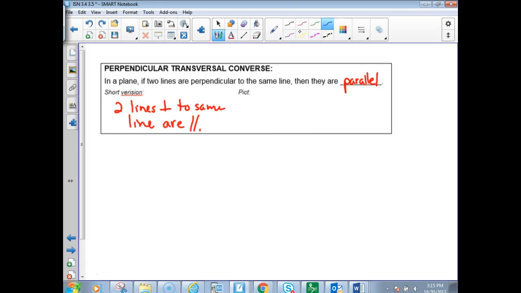I'll draw a couple of lines. Line A, line B. So if you saw a transversal cut through them, and both of those were right angles, the transversal makes right angles with lines A and with line B, then you can say that lines A and B have to be parallel.